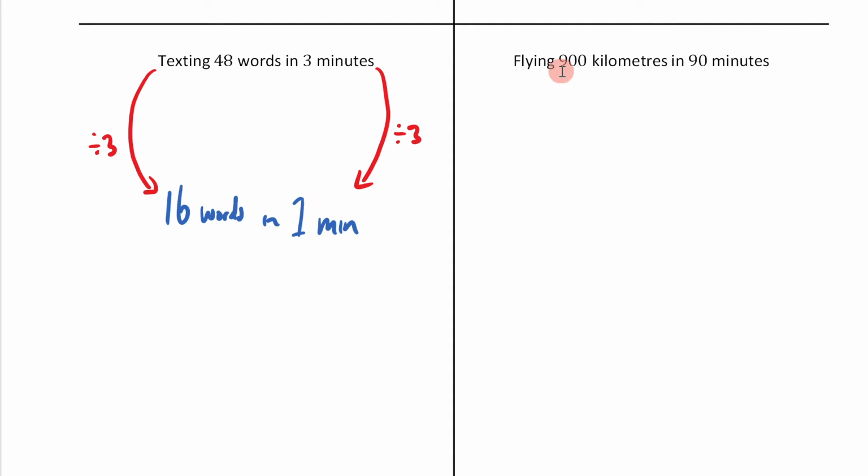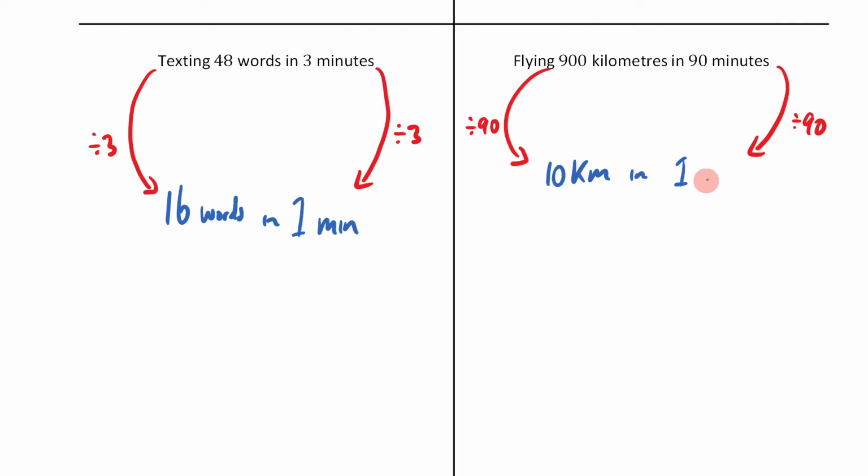Cool. Last one, 900 kilometers in 90 minutes. So again, what we want here is to get this to become 1. So we'll divide it by 90. And we'll divide this side by 90. What is 900 divided by 90? It's going to be 10 kilometers in 1 minute.